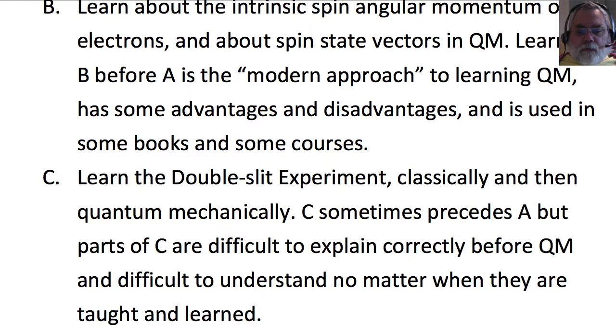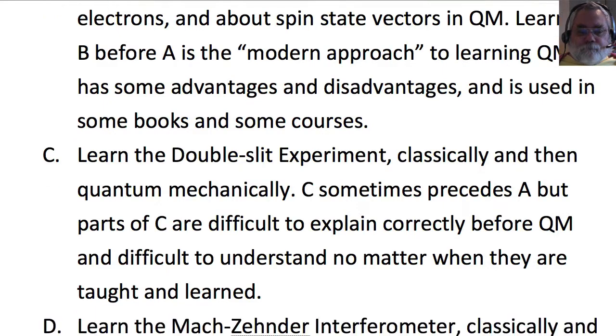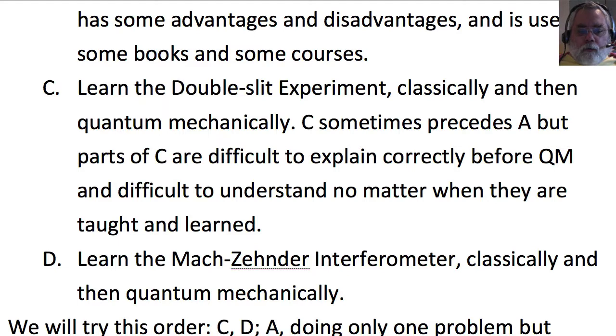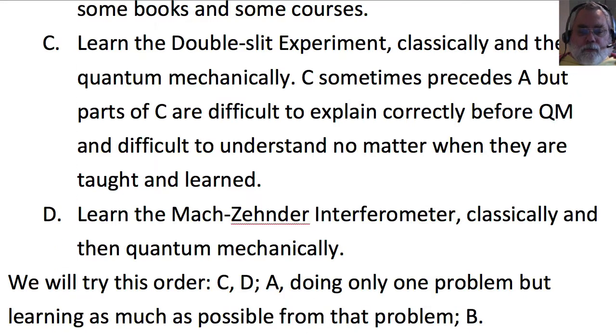We could learn the double-slit experiment classically and then quantum mechanically. Sometimes this precedes A, doing Schrodinger's equation, but parts of the double-slit experiment are difficult to explain correctly before quantum mechanics, and difficult to understand no matter when they're taught and learned. We could learn the Mach-Zehnder interferometer experiment classically and then quantum mechanically. We're going to do this order.